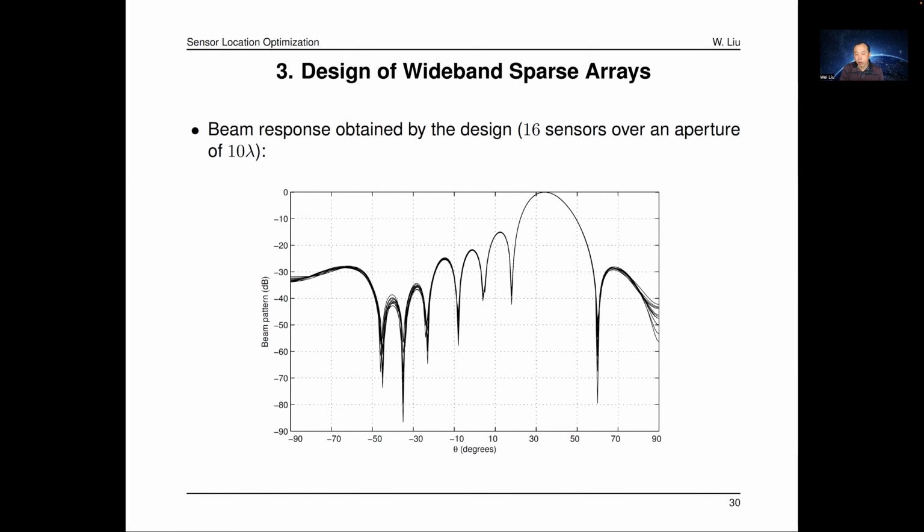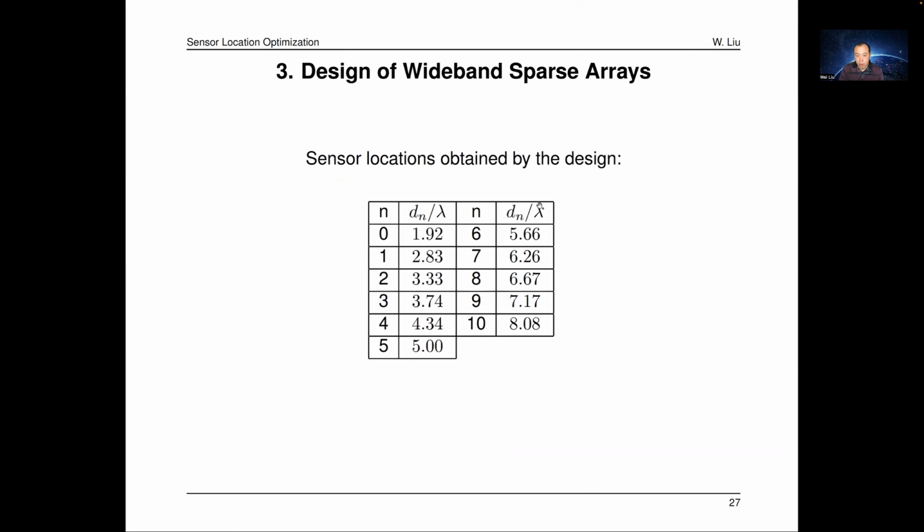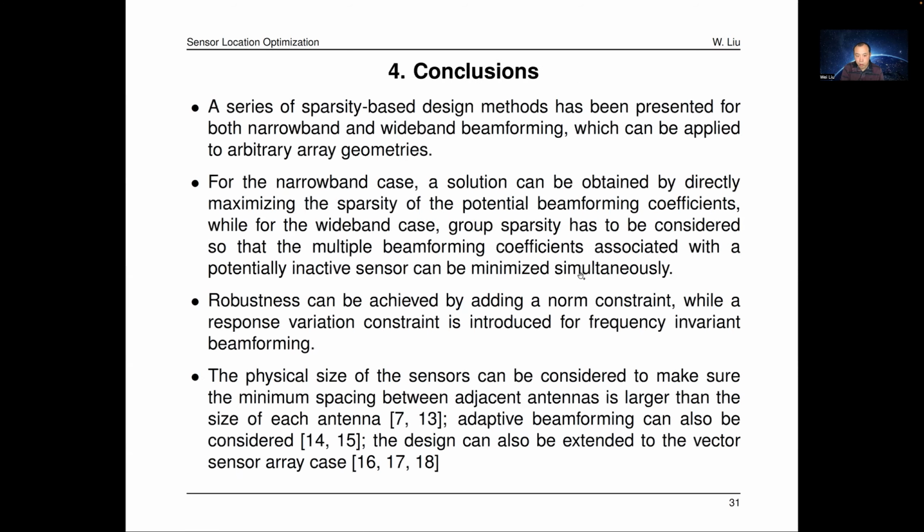Basically, for wideband beamforming, it's more difficult to achieve frequency invariant response if the main beam is at the off broadside direction. So you have more sensors as a result. So 16 sensors in this case, instead of 11 for the broadside case. Here you have 11 sensors. So that's the design for the wideband case.